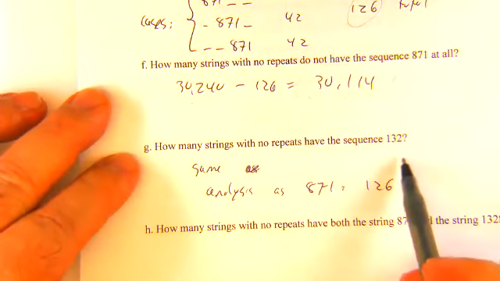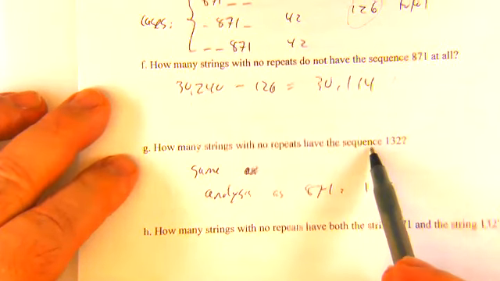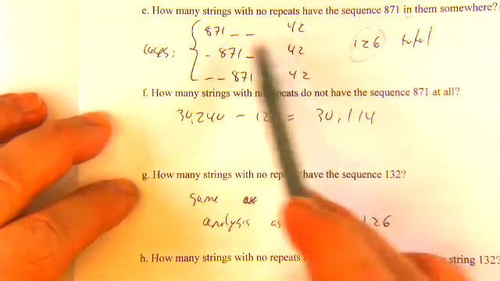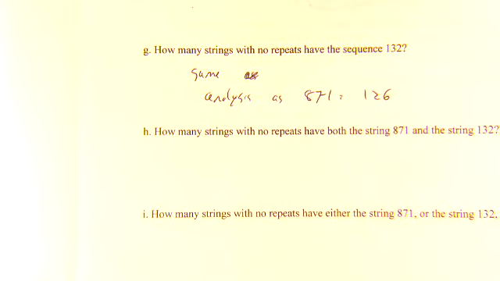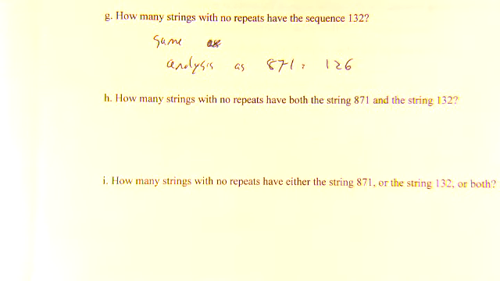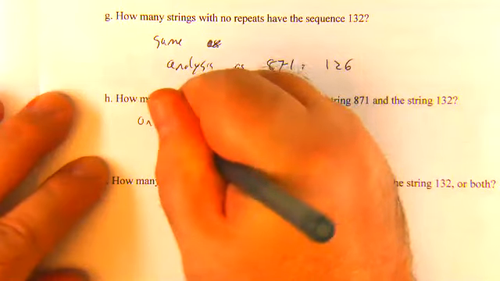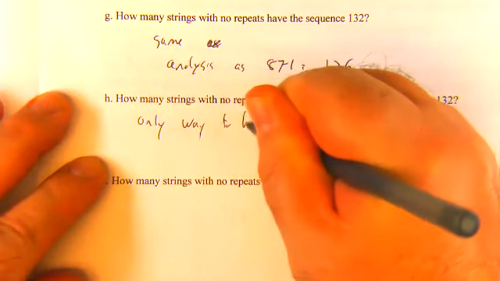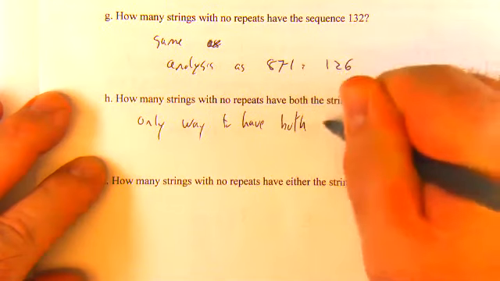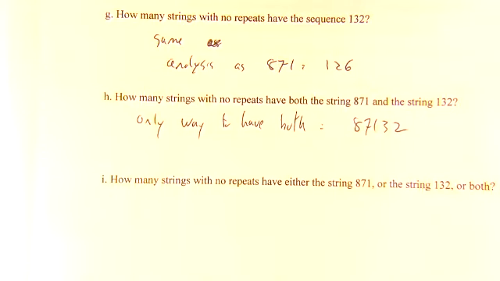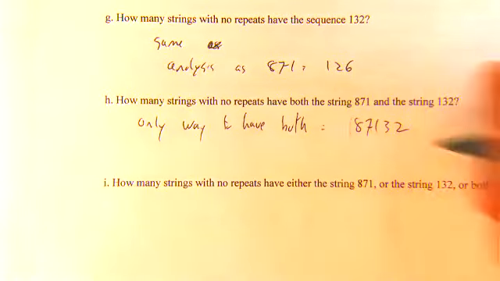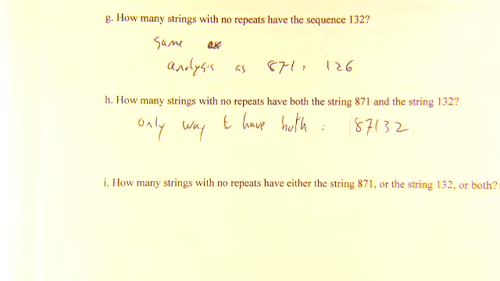So 132, how many strings with no repeats have the sequence 132? Same analysis here, just replace the 871s with 132. There's 126 total. So how many strings with no repeats have both the string 871 and the string 132? Think about it in a minute or two. The only way you can have both, since you're only allowed to use 5 digits, is to have the string 87132. Right? That's got 871 in it. It's got 132 in it. There's no other way to have both of them in there.